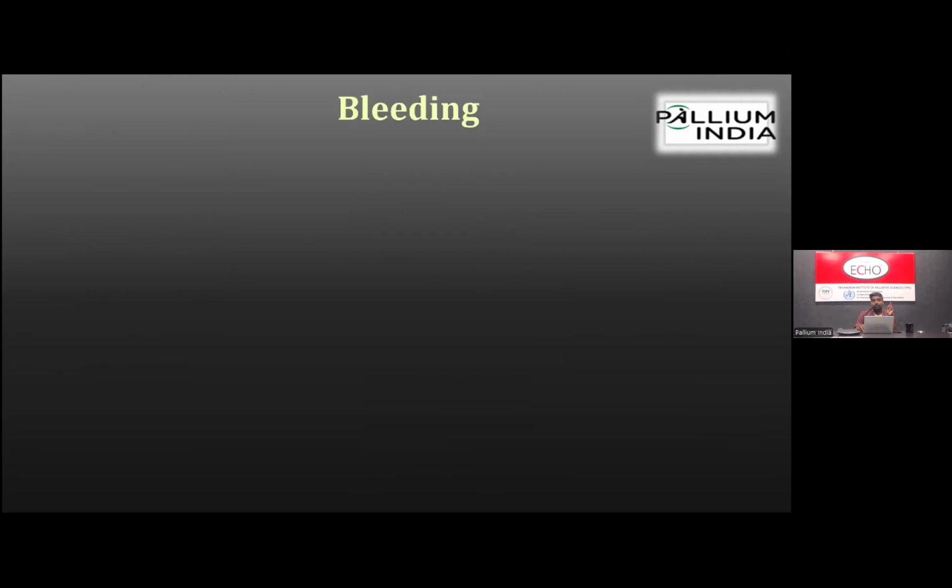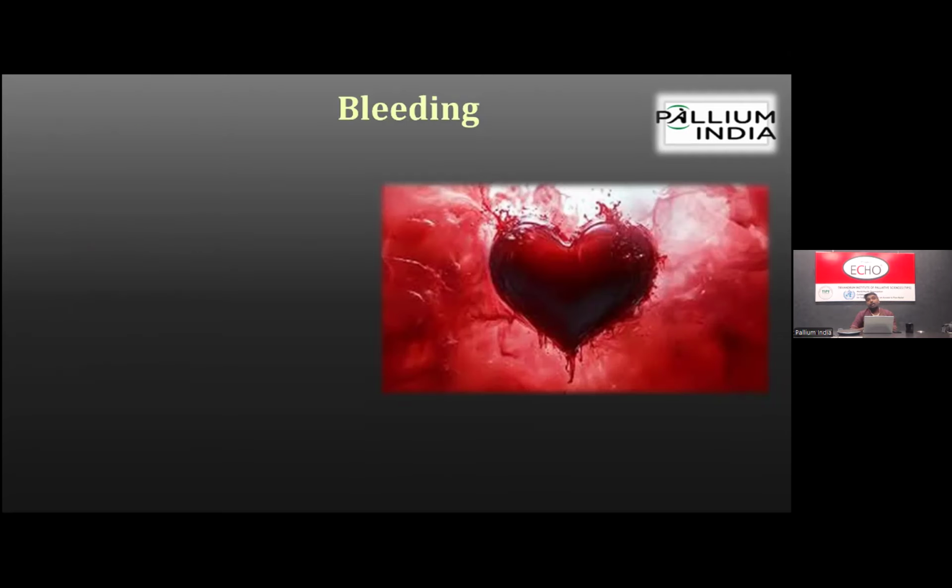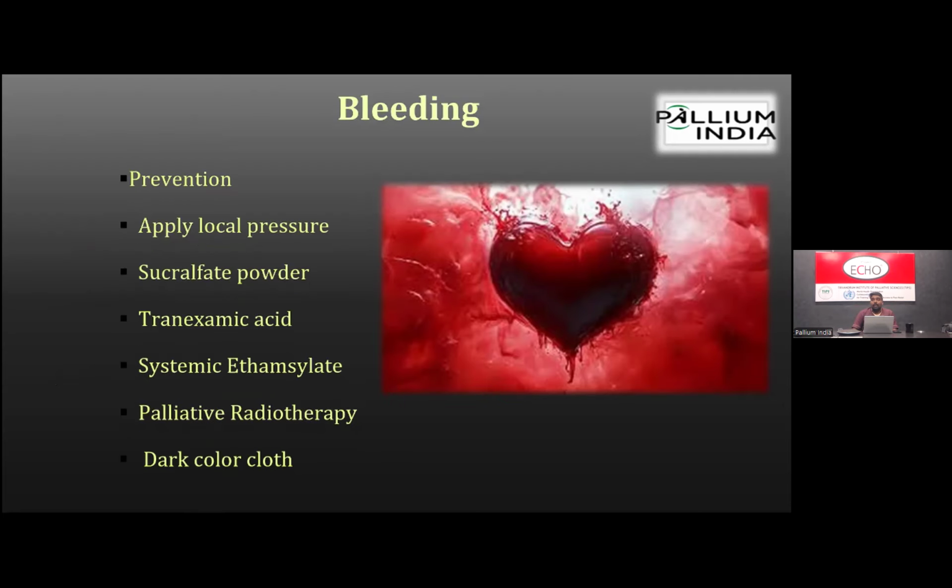So another one, after pain and malodor, the third one is bleeding. Bleeding we can prevent. As I already told, only with thorough soaking can we remove the dressing pad from the wound. Otherwise the patient will feel pain, and second, the chance of bleeding is very, very high.